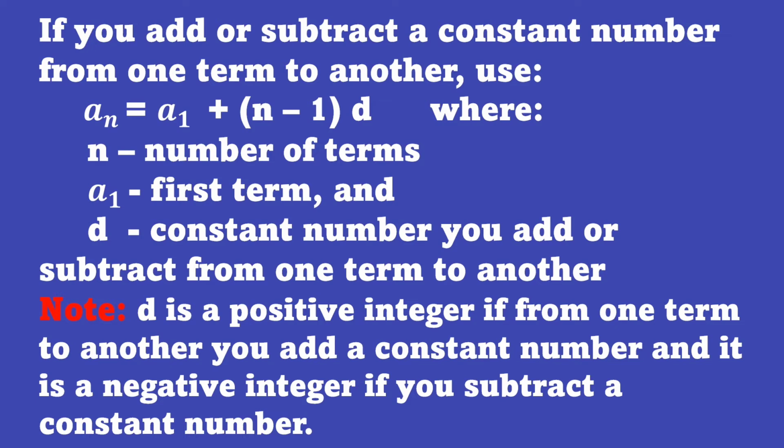d is a positive integer if from one term to another you add a constant number, and it is a negative integer if you subtract a constant number. a sub n equals a sub 1 plus n minus 1 times d is the general term for any arithmetic sequence. But how did we derive it?